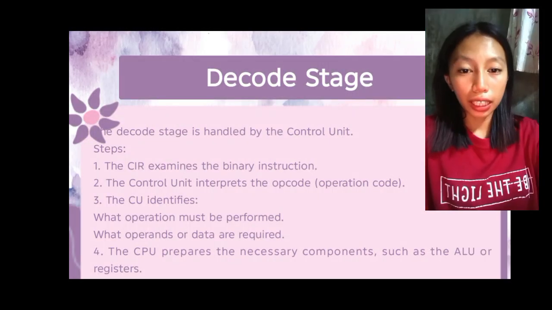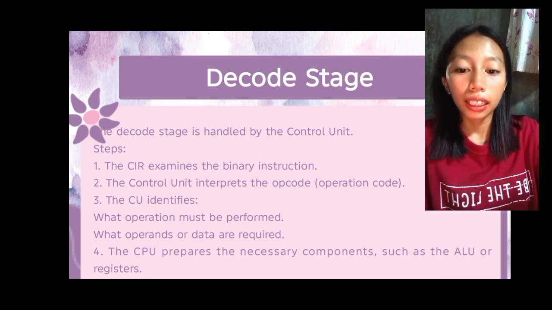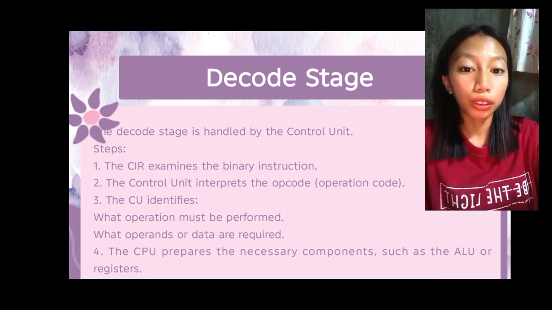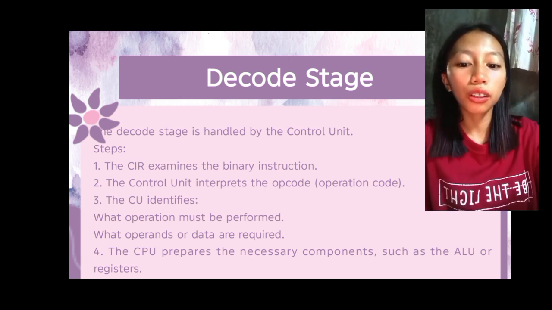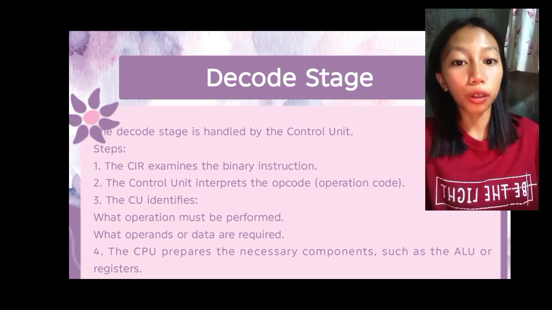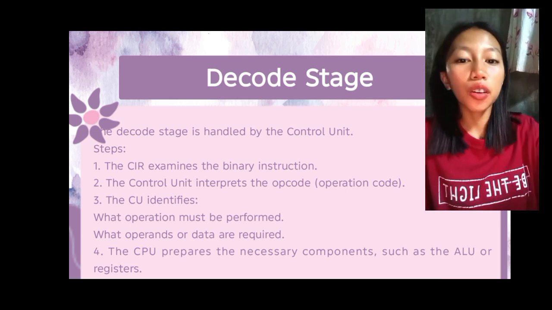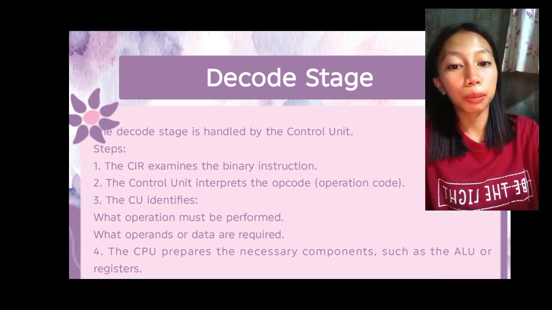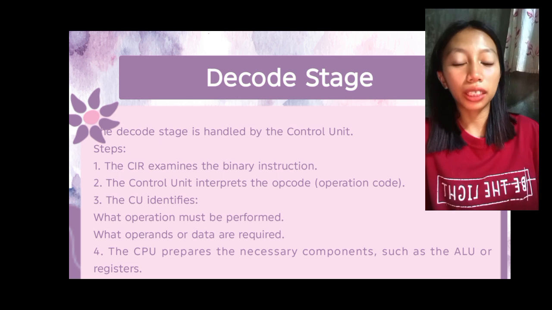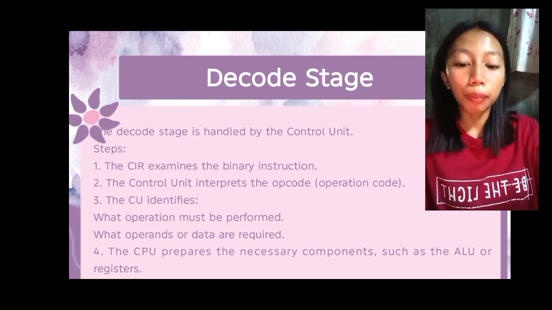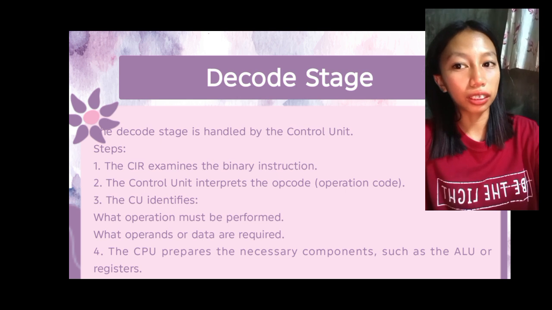So the next stage is decode. The decode stage is handled by the control unit. These are the steps. The CIR examines the binary instruction. The control unit interprets the opcode, or operation code. The CU identifies what operation must be performed and what operands or data are required. The CPU prepares the necessary components such as the ALU or the registers.